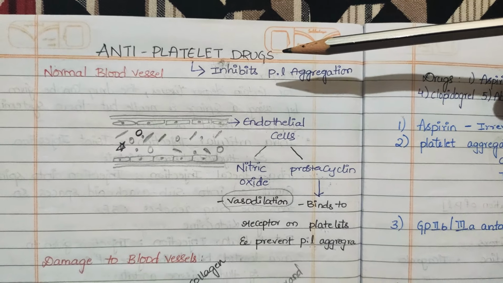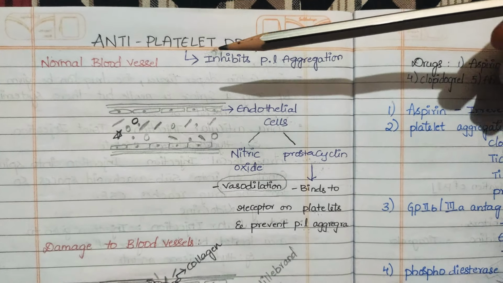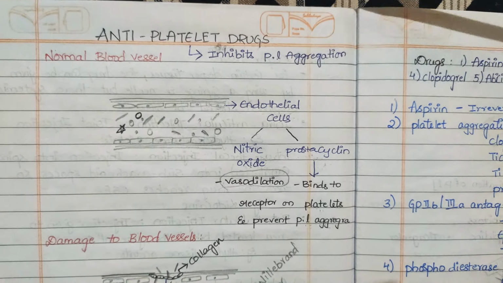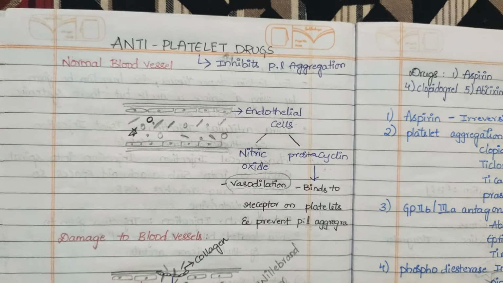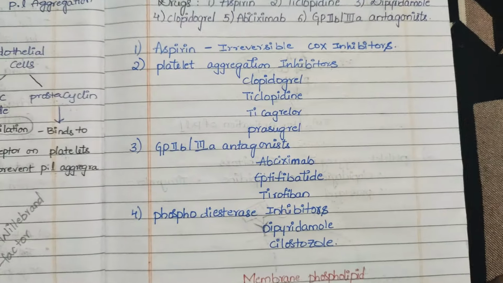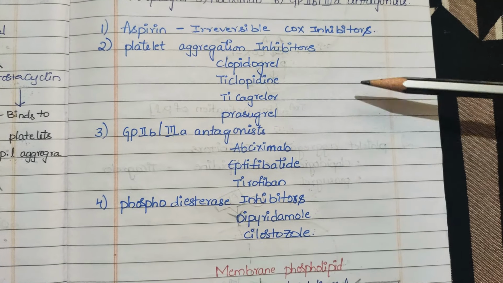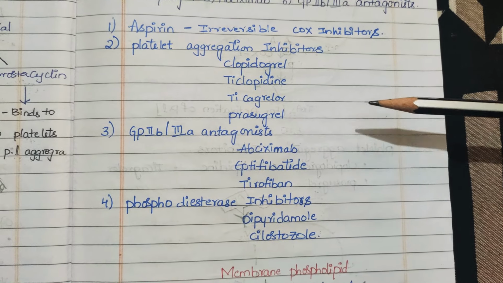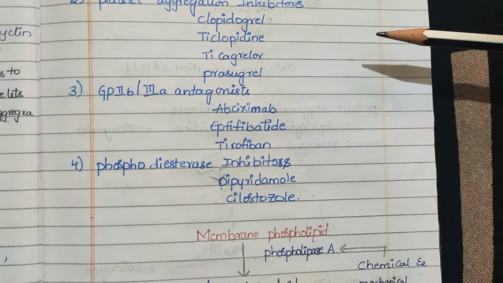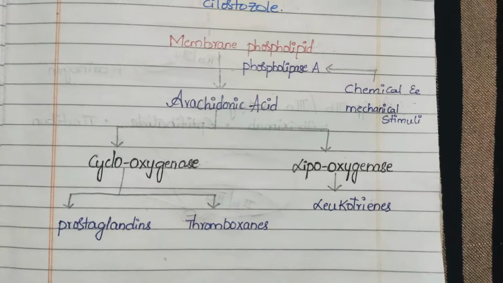In the previous video, I discussed what happens in a normal blood vessel and what happens in a damaged blood vessel. Now let's move on to the antiplatelet drug classification. This is the classification of antiplatelet drugs. Before going to their mechanism of action, let us see what happens in a platelet.